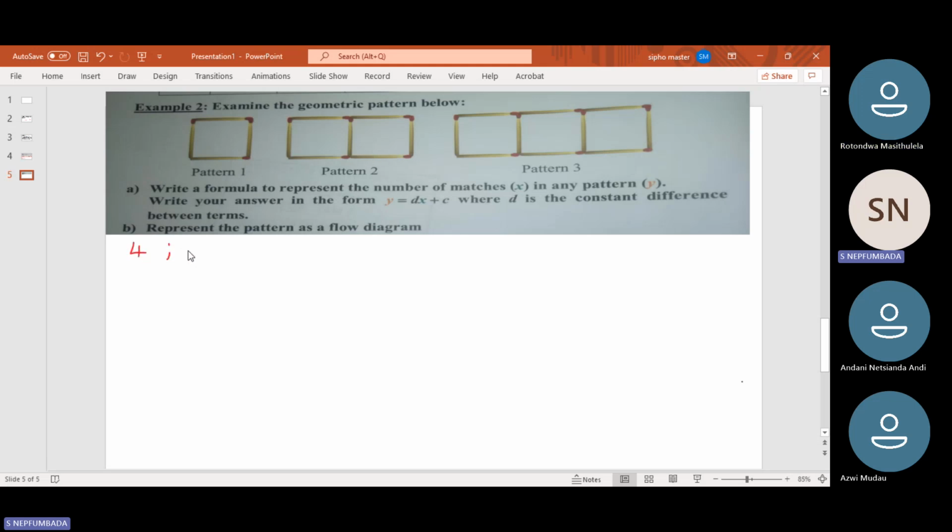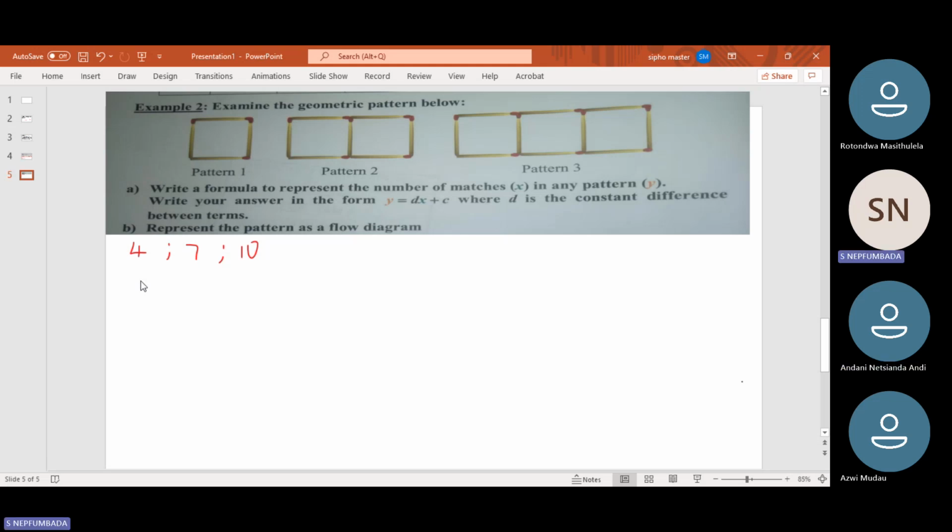On the second pattern, we've got how many sticks? 7. And on the third, we've got how many sticks? 10. So we've got 4, 7, 10. Can you see the difference? 7 minus 4 is 3. 10 minus 7 is 3. It means this pattern is arithmetic. It's linear.